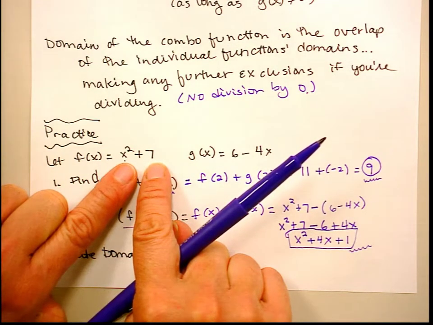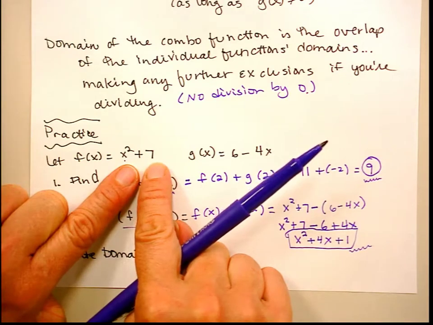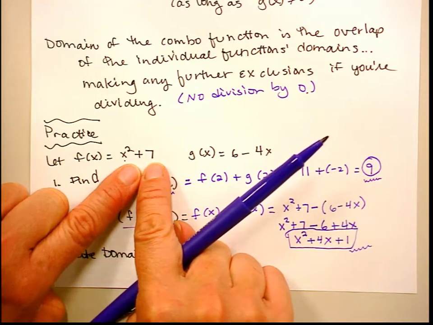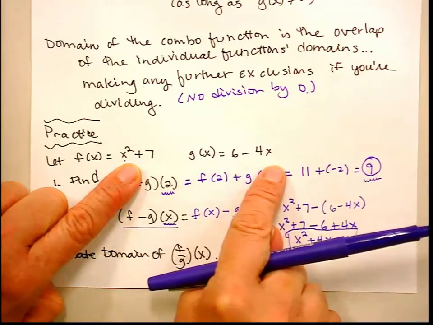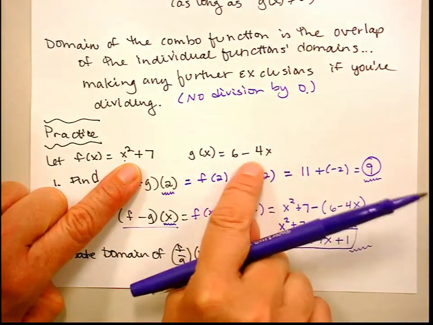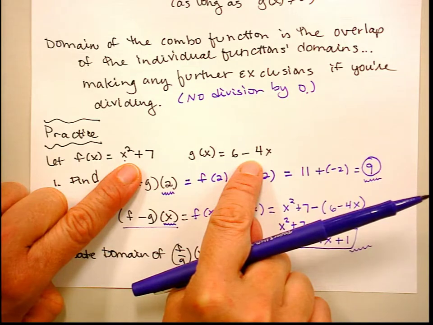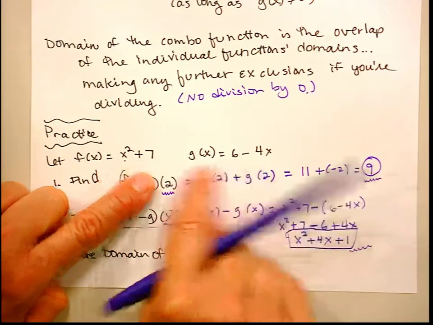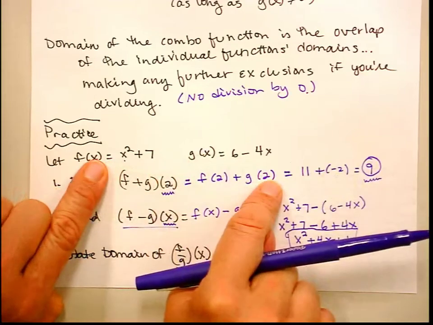So this, right, is it a fraction? Nope. Is it a square root? Nope. So the domain is all real numbers. Okay. G of x is a linear function. Do you recognize it there? So its domain is also all real numbers. So the overlap is all real numbers.